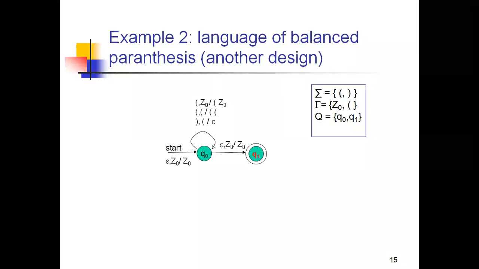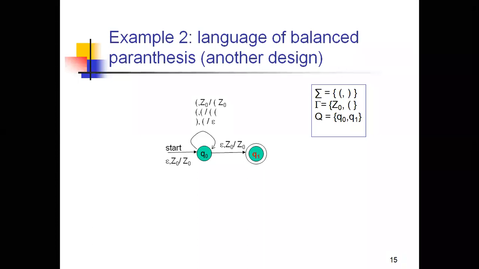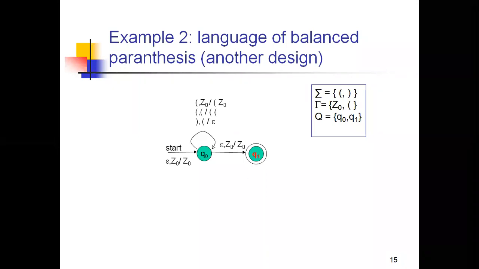For acceptance, when we need to reach the final state, whenever we are reading in state q0 with epsilon and Z0, it goes to state q1, and finally we show that it is an accepting state. Whatever PDA and transition diagram we design is an acceptable transition diagram for the given language.